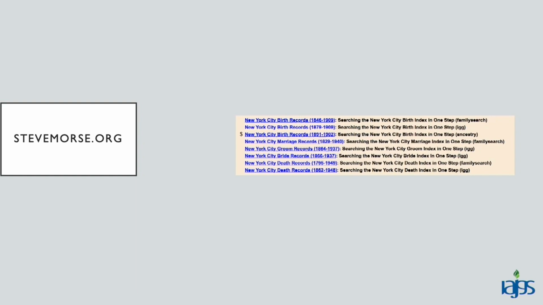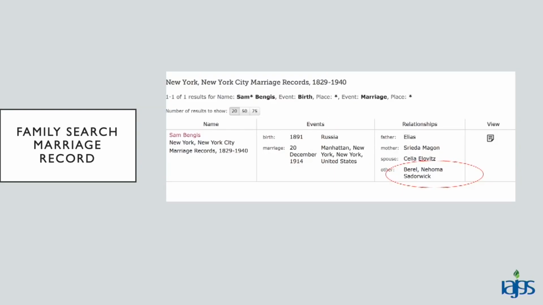So I click through and I come up with this record. Samuel Bengus, married in 1914, born in 1891, and I had him at around 1892 or 93, so that's pretty close. Father Elias, mother Shrida. I've never heard of a Shrida. I was guessing it was Frida. Spouse is Celia Elovitz, so the Elutovitz, it kind of got compressed a bit. And her parents were Beryl and Nakoma Sadorvik. That was the maiden name of her mother.